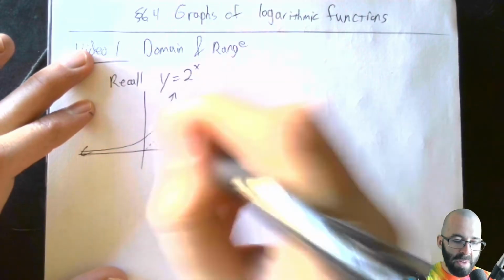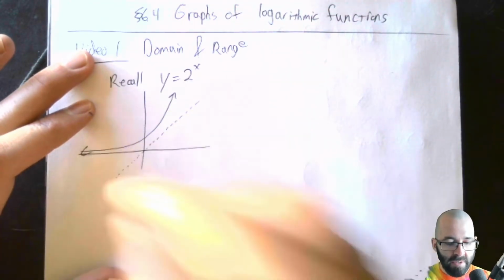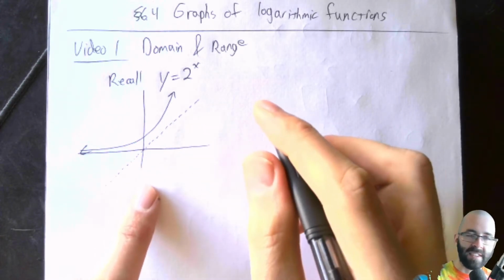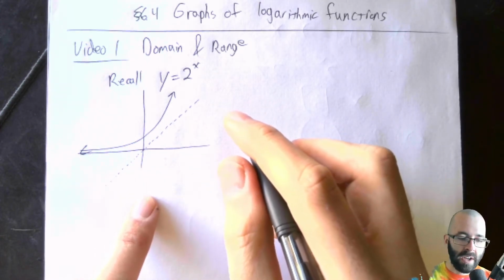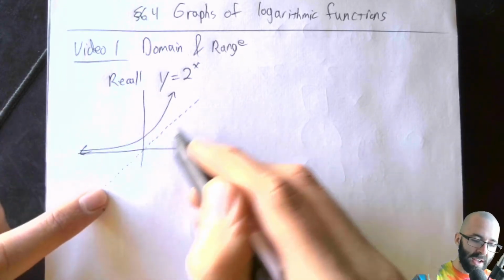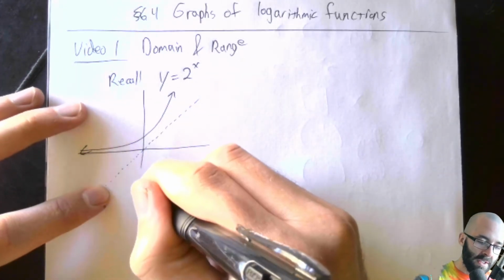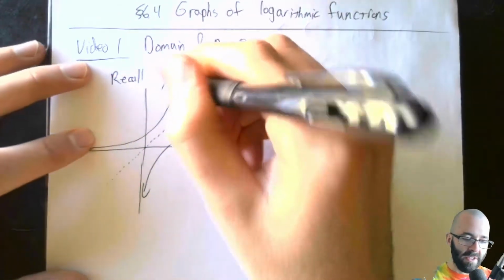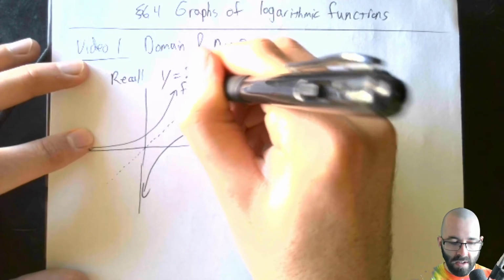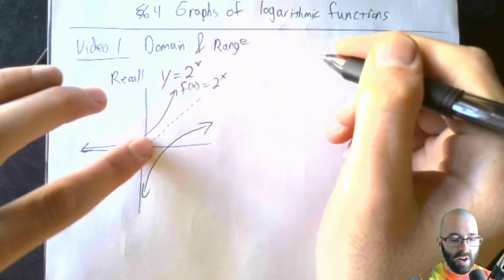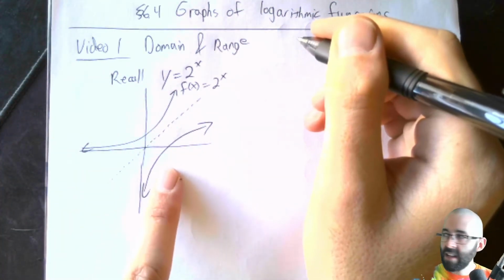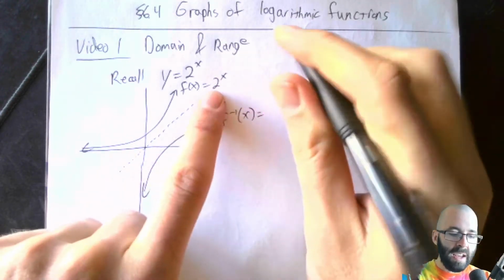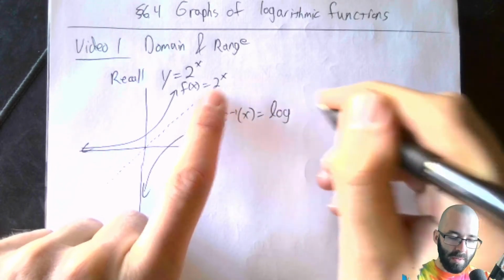Now remember that one of the big things we talked about when we talked about inverse functions is that the graph of an inverse function is found by switching your x's and your y's. Okay? It's also the same as reflecting across this dotted line. So look, if I reflect this function around this dotted line, that's going to give me the graph of the inverse. Okay? And we know the inverse of an exponential is a logarithm with the same base.